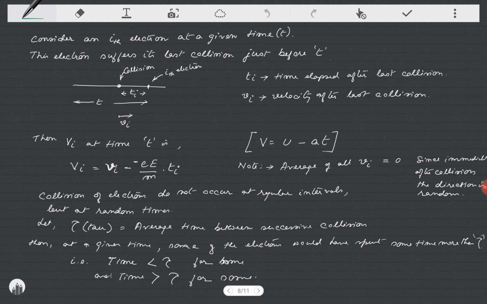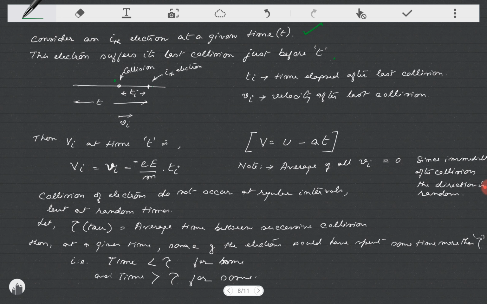Now consider the ith electron at a given time t. This electron suffered its last collision just before t. Note the picture very carefully. This is not given in any book. So this is the collision point, and this is the ith electron.